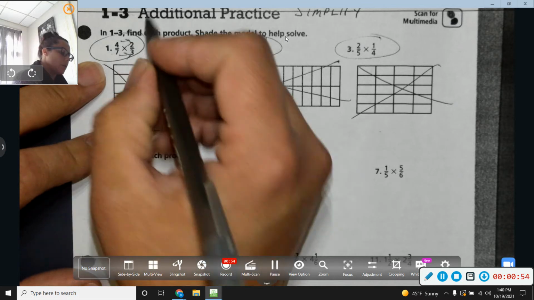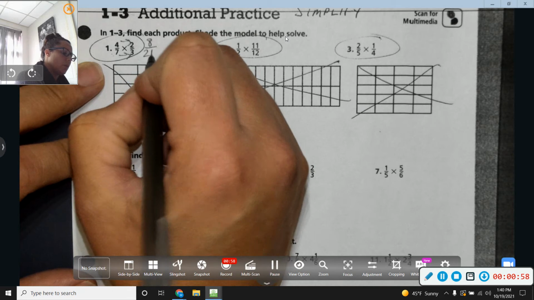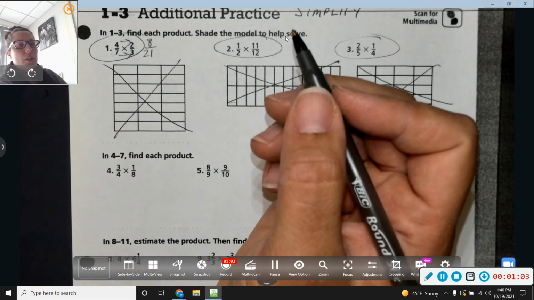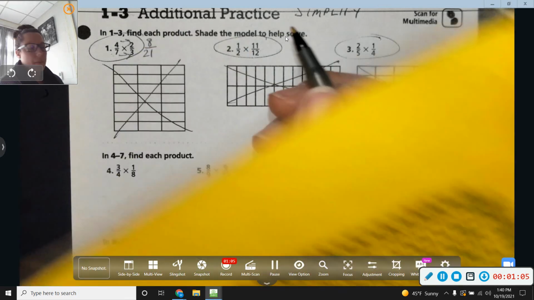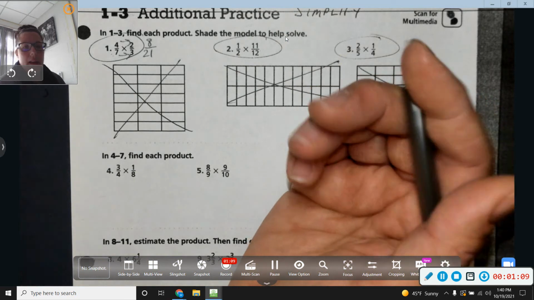So when we multiply, we go straight across. So 4 times 2 is 8. 7 times 3 is 21. If you don't know what those facts are, that's okay. You may use the multiplication chart at any time, so have that handy.